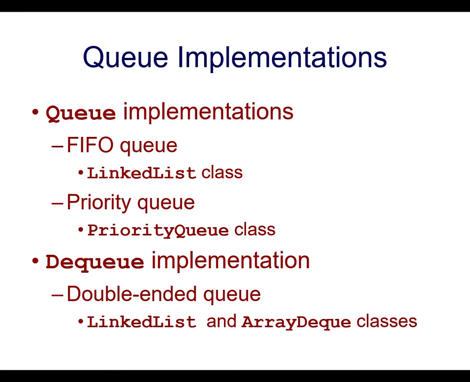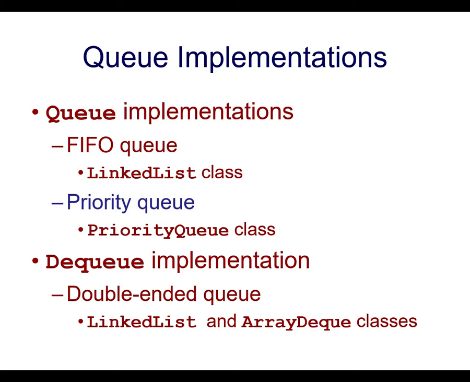Next, we consider the classes that implement these interfaces. We begin with the two classes that implement the queue interface. The first kind of queue is the first in, first out queue, in which the first element enqueued is the first element dequeued. In that case, one would use the linked list class that we have already discussed. Because it is possible to efficiently remove an element from the front of a linked list, it is the ideal implementation of a first in, first out queue.